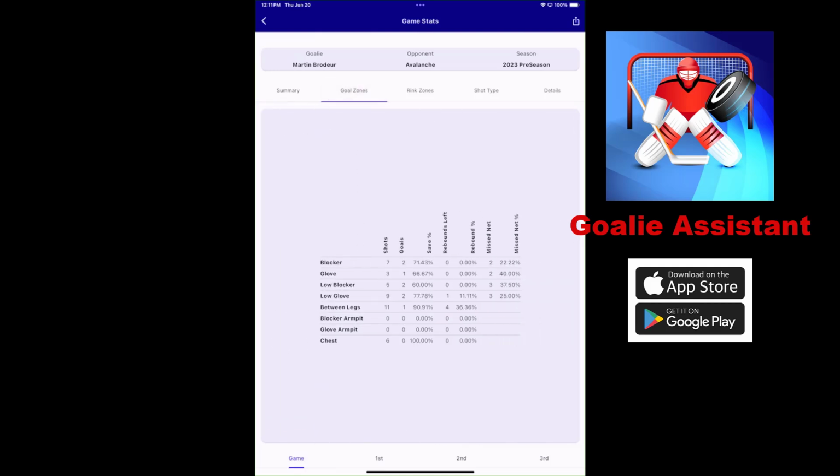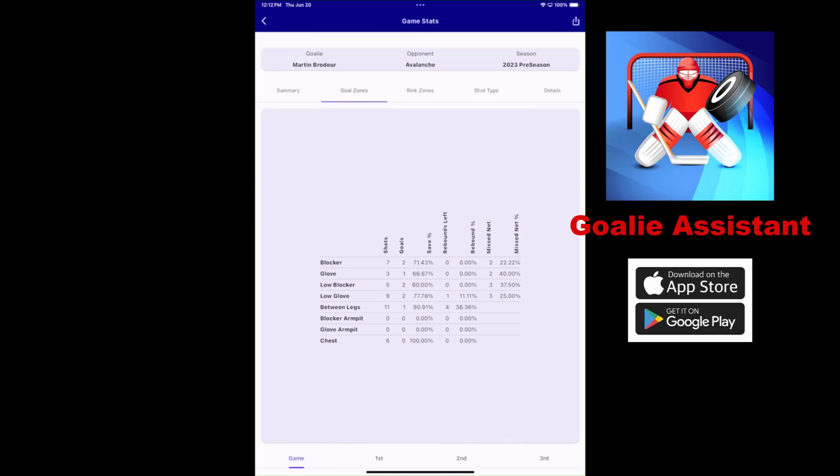So let's look at it per zone. There's a couple things I like to look at here. I always jump right away to rebounds left. Where were they leaving rebounds? We can see the goalie left 36% of his rebounds between the legs. Right, so we had 11 shots between the legs, did get scored on once between the legs, and left some rebounds. So something I would want to work on next practice with this goalie is between the legs.